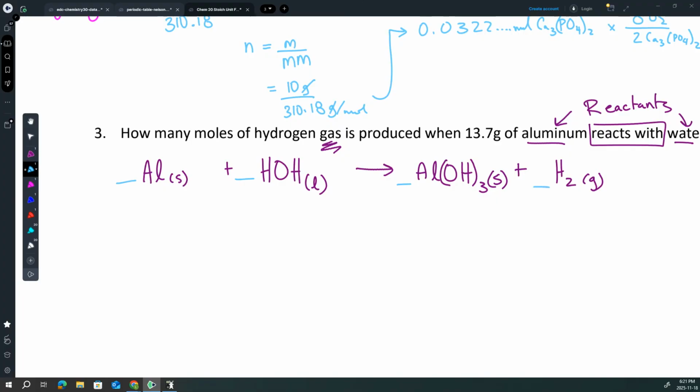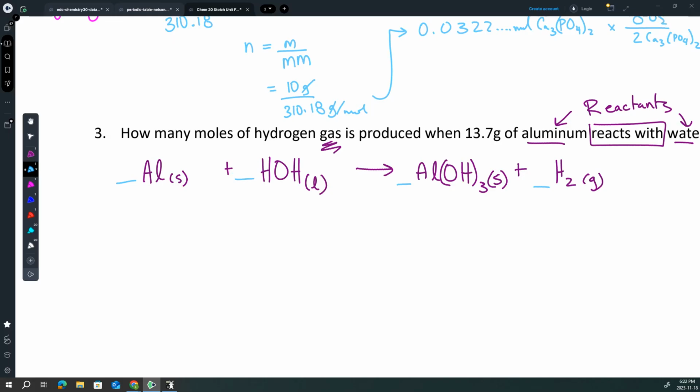Okay, I'm going to start with hydrogen. Actually, let's do hydroxide first, because why not? All right, so we got 3 hydroxide coming out and only 1 going in. So I'm going to put a 3 right here. Okay, hydroxide, that's done. So 3 hydrogens, 3 hydroxides. But wait a second. H2, we're only ever going to get even numbers. So let's go back to the drawing board.